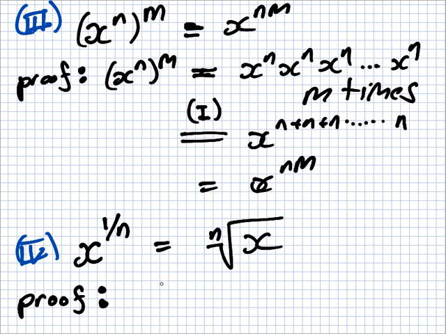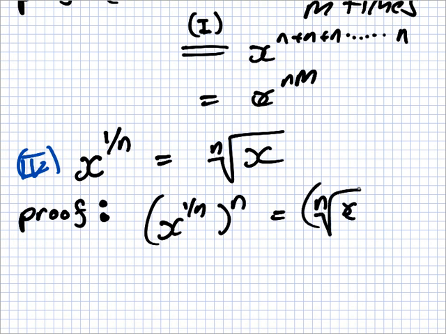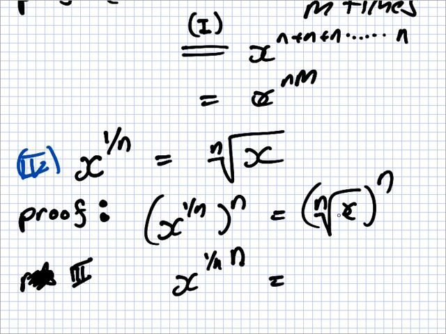Okay, continuing. So, the proof of this one, what I'll do to begin with is put power n on both sides. Now, if you use rule 3, so rule 3 would make this 1 over n times n. Now this, so that's using rule 3, this is equal to x by definition.